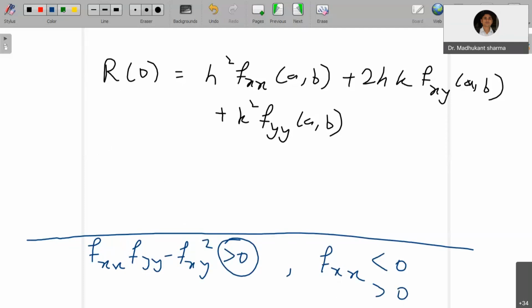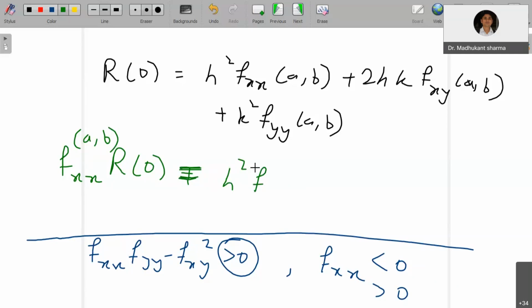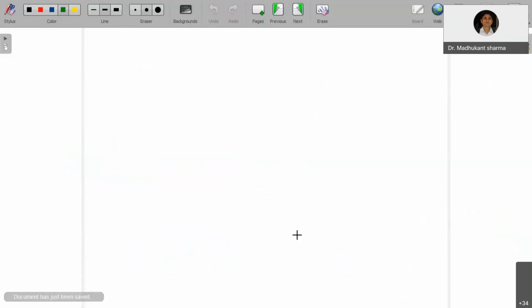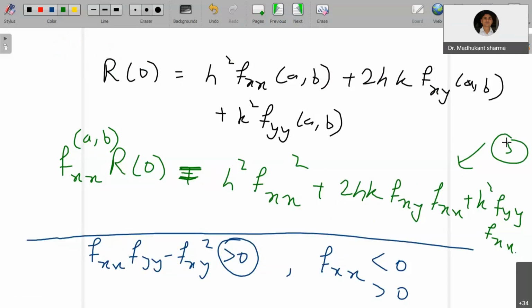So let's multiply both sides by fxx. So fxx times R at 0, meaning fxx at (a, b); I'm talking about at the point (a, b), not the general one. On the right side we get h square times fxx square plus 2hk fxy times fxx plus k square fyy into fxx, abusing notation here, where I am making (a, b) silent. Now I will arrange this right side in some manner so that I get the role of this one. I'm just mentioning this as equation number 3.